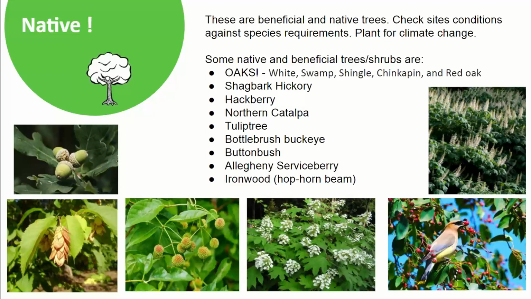So it grows pretty quickly, but it's very strong. The flowers on the hop hornbeam remind me of a beech tree. They're kind of nondescript, and they're green. They're hanging on the trees this time of the year. But the cool thing about the ironwood is that it's really resistant to pests. So it's a good one to think about planting.